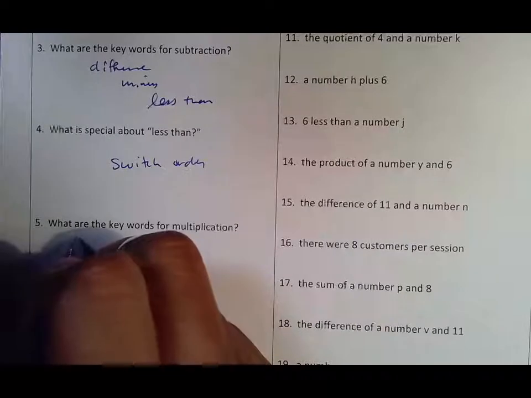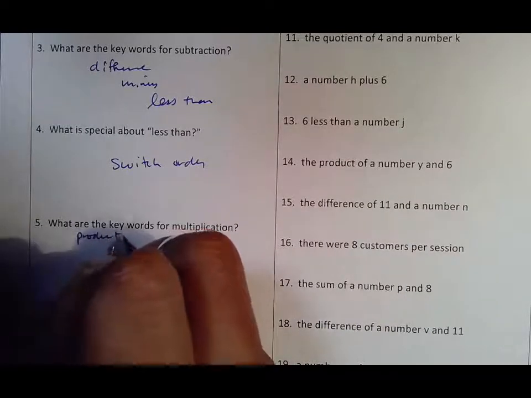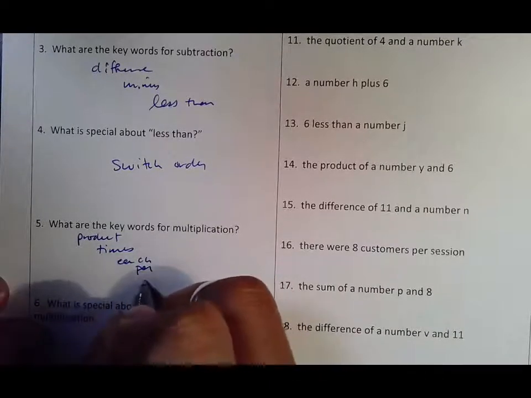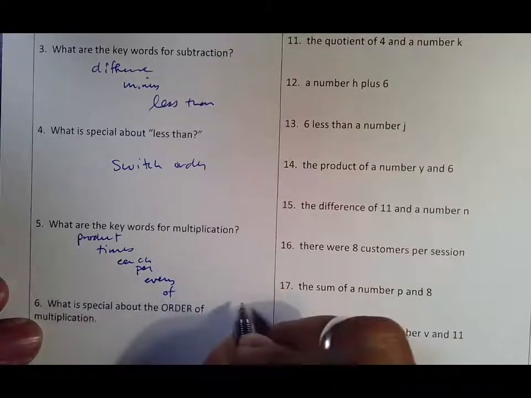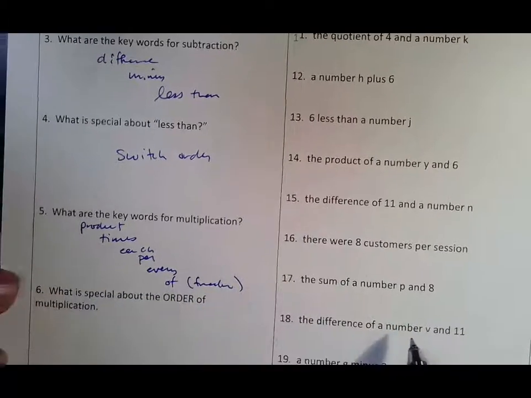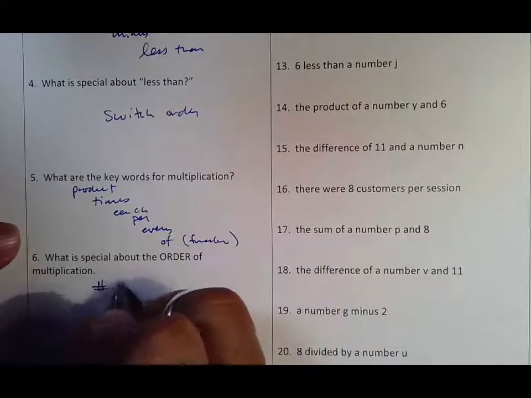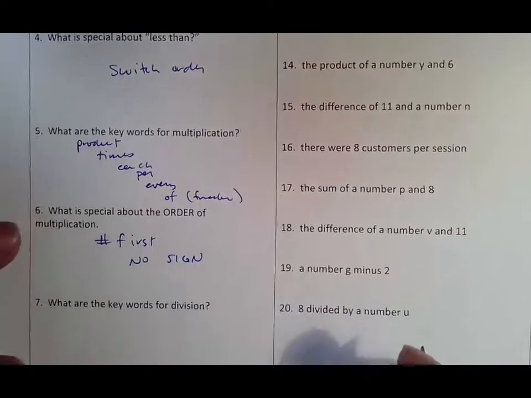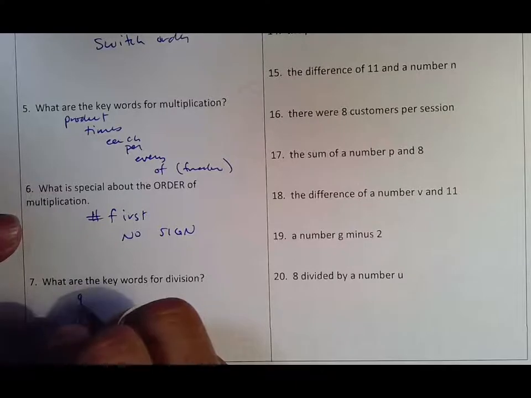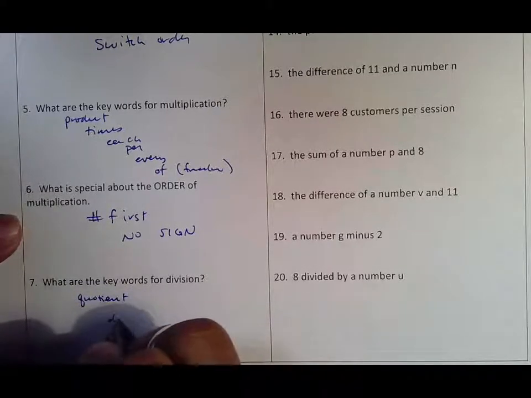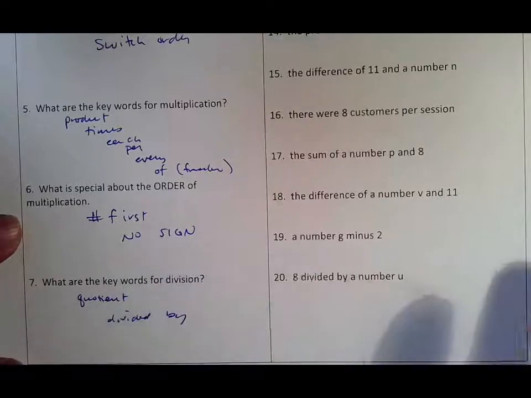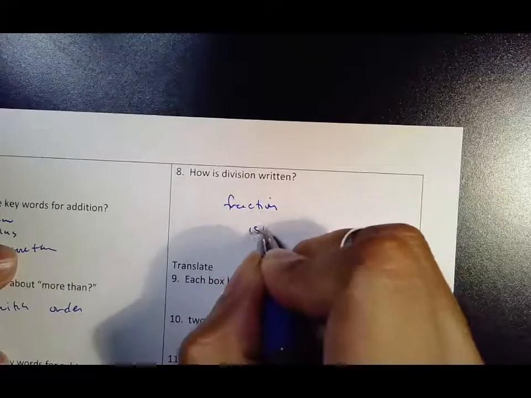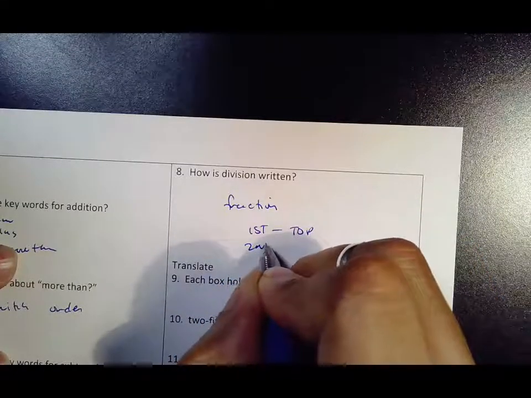Keywords for multiplication are product, times, each, per, every, and of. Again, that's used with fractions. And multiplication is always number first and no sign. Please remember that and make sure you don't lose points on that. Keywords for division are quotient and divided by. And the secret for division is that it's written like a fraction. First goes to the top, second goes to the bottom.